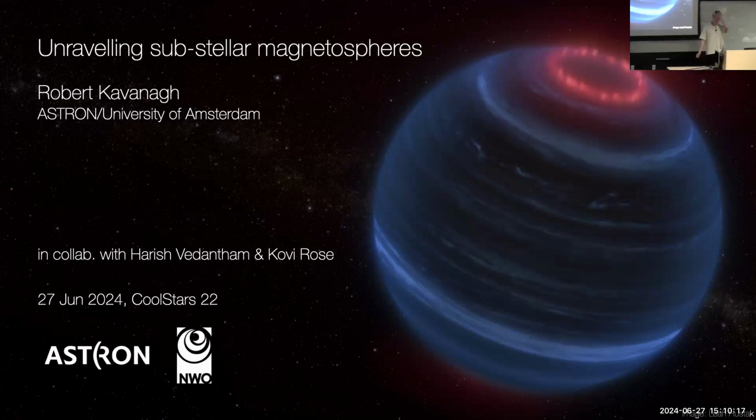I'm Rob Kavanagh, from Astron in the Netherlands. And today I want to tell you about trying to figure out what magnetic fields are like on substellar objects.